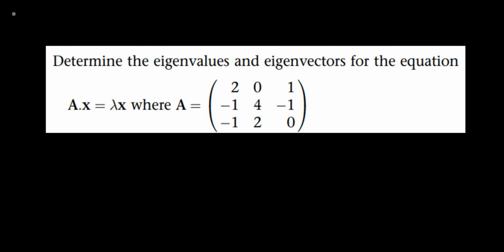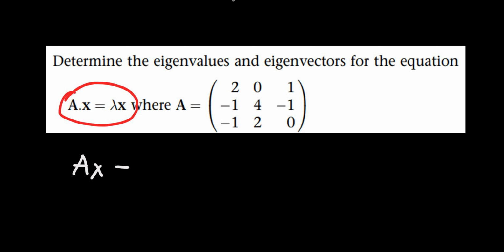All right, we have a question here that says determine the eigenvalues and eigenvectors for the equation Ax equals lambda x, where A is the square matrix. Now, to solve this problem, first we need to create the characteristic determinant of the square matrix, and we can start from here.